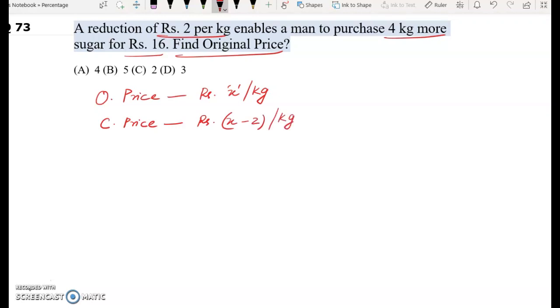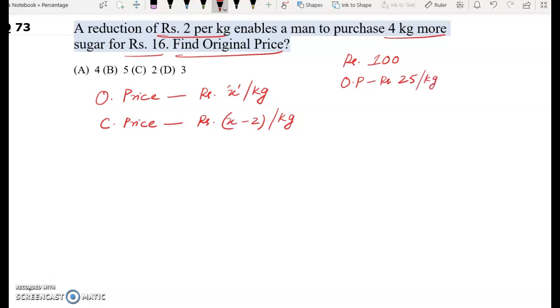Let's take a small example. Let's say I have rupees 100 in my pocket. This will be my expenditure if I spend it. Now I go to the market and the original price of rice per kg is rupees 25 per kg.